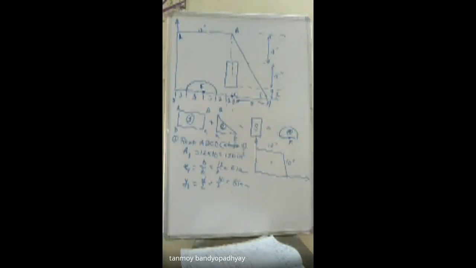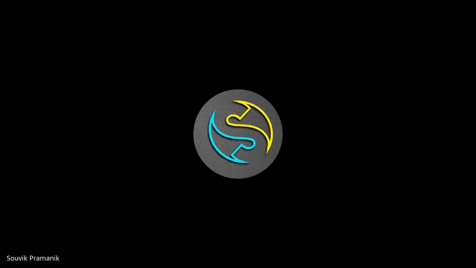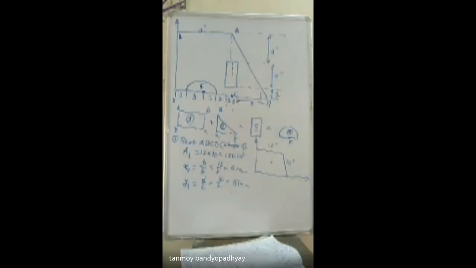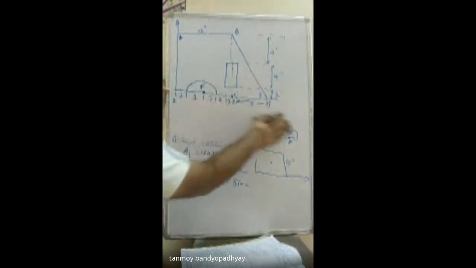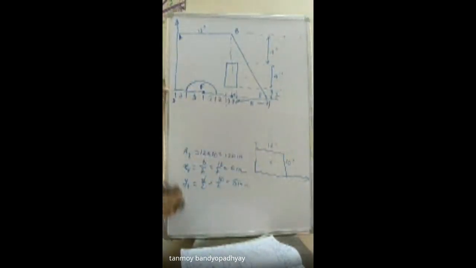Are you able to understand up to this? Yes, sir. Okay. So the next one is the rectangle. I am going to rub these off, so just keep these values.